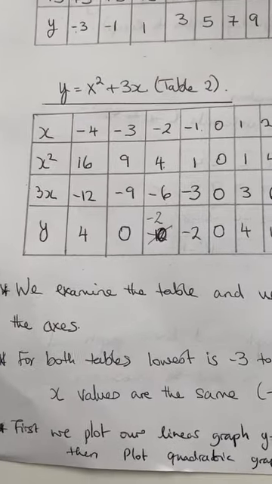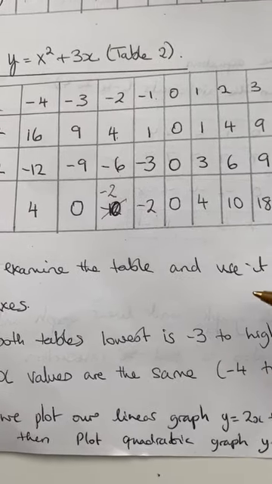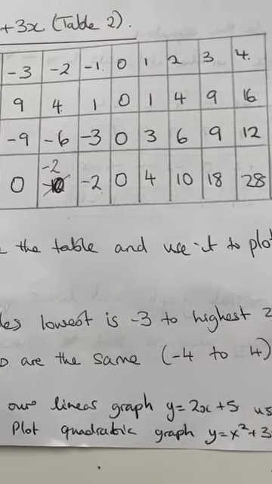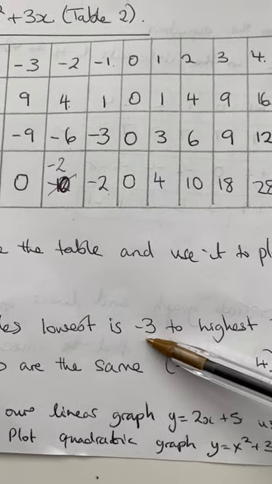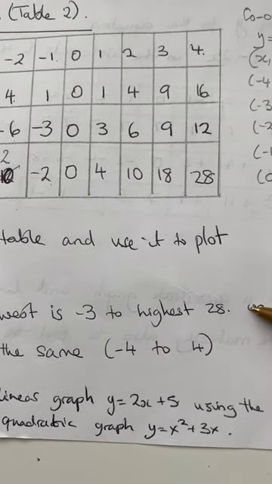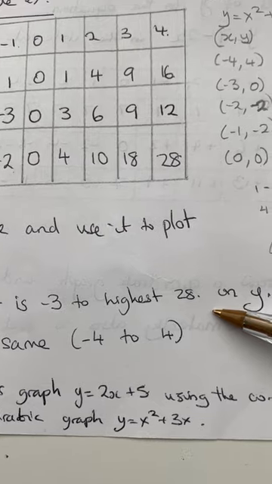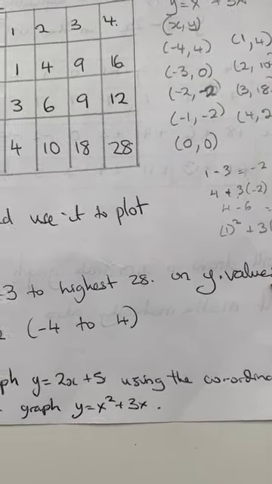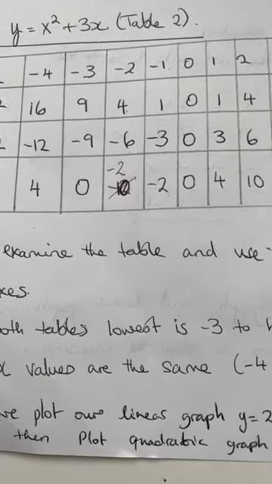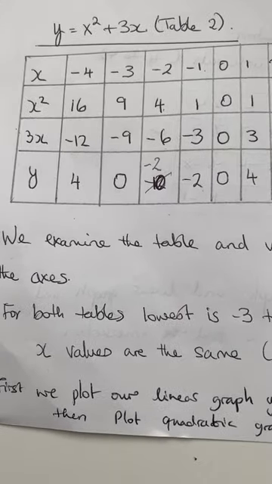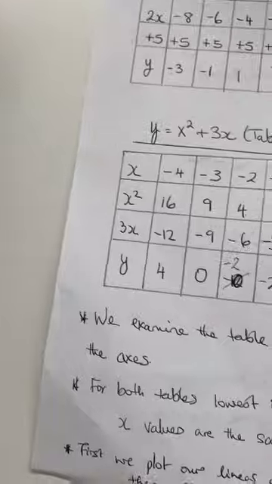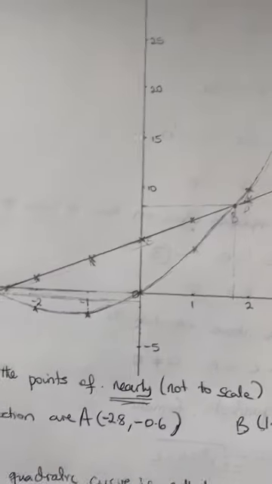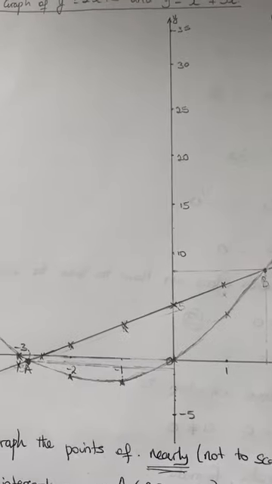So for both tables, as I've explained to you, the lowest y value is minus 3 and the highest is 28. So I'm going to use that to plot my graph. Okay, so now, let's see what we did. Okay, so this is my graph.